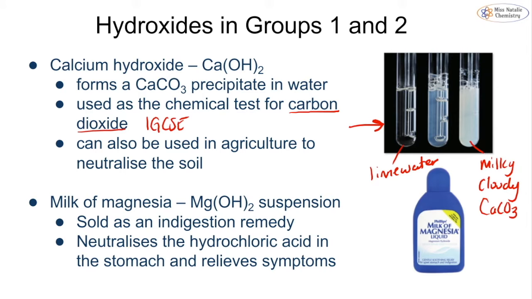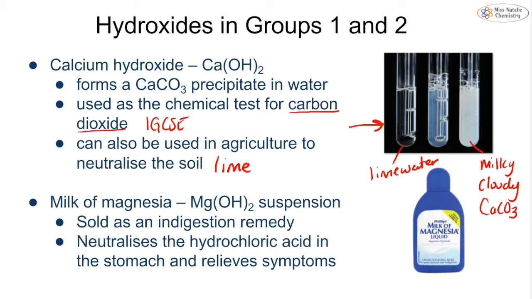We can also use calcium hydroxide to neutralise soil in agriculture. So you may sometimes hear of people spreading lime on their fields. That is not, of course, the fruit. That is calcium hydroxide that they are referring to.